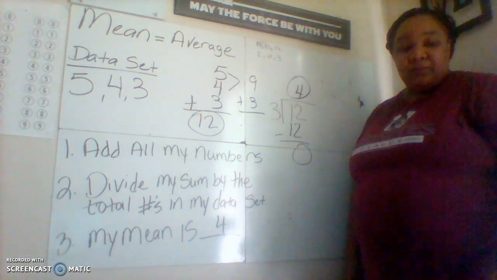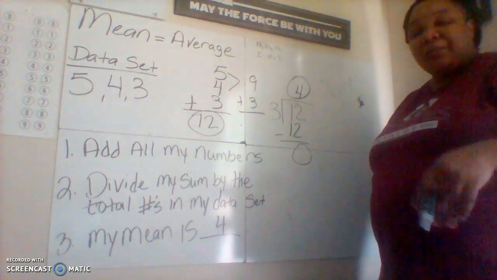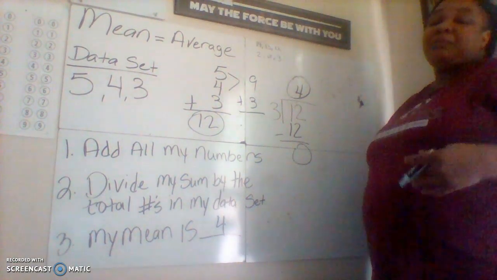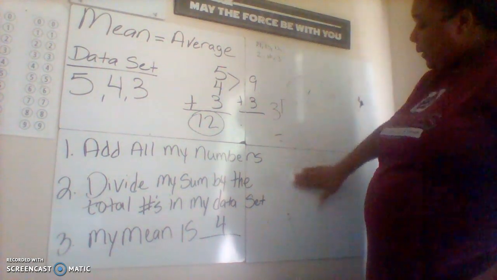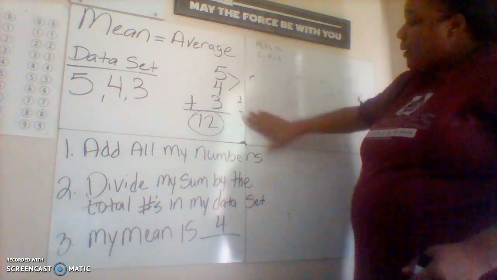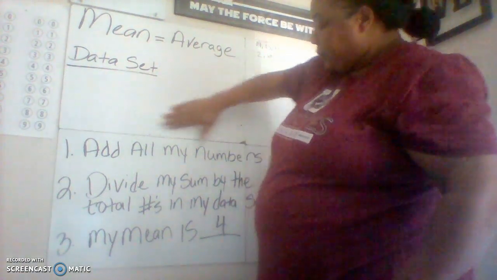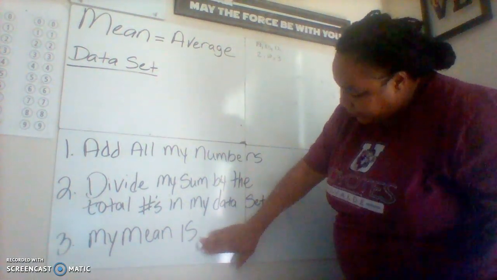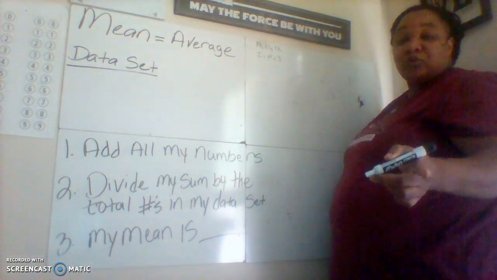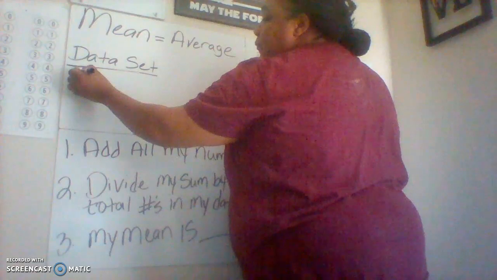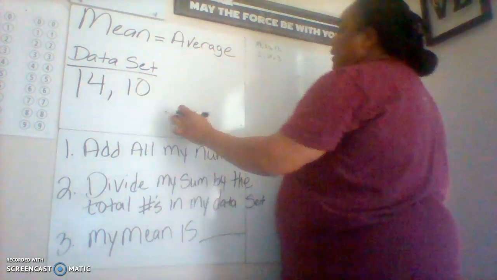My mean is 4. So, I want to do a couple more problems with you guys so you guys can be able to do them on your own. Make it happen. Do the best you can, okay? So, I'm going to erase this right quick. And if you need to rewind, go back, that's perfectly fine. And I'm going to even erase it right here. Put a line right here. My next data set that's actually on your worksheet is going to be 14, 10, and 12.